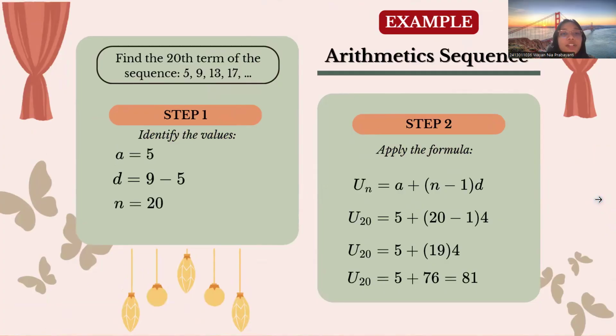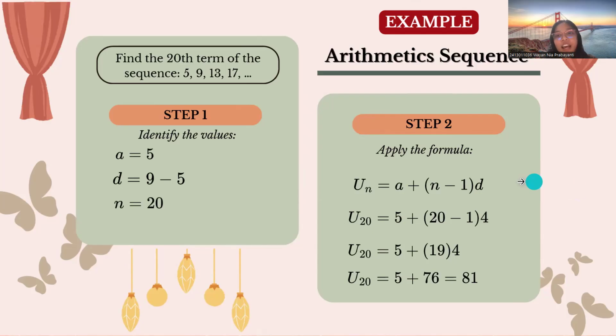Consider this example, and I want you to try to find it first. Find the 20th term of the sequence 5, 9, 13, 17, and so on. If we are going to find the 20th term, step 1, we need to identify the values. The first term is 5. The common difference is 9 minus 5, which is equal to 4, and n is equal to 20. After that, we are going to apply the formula we already learned.